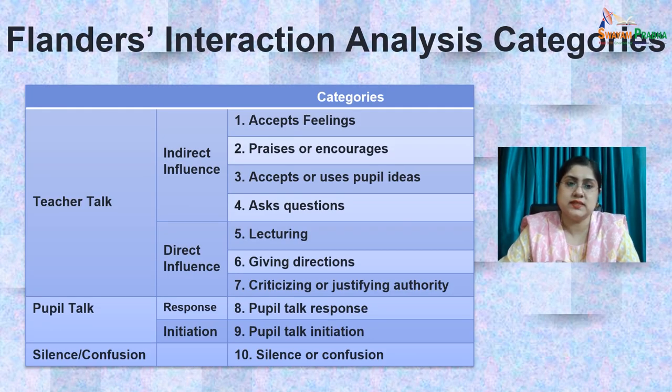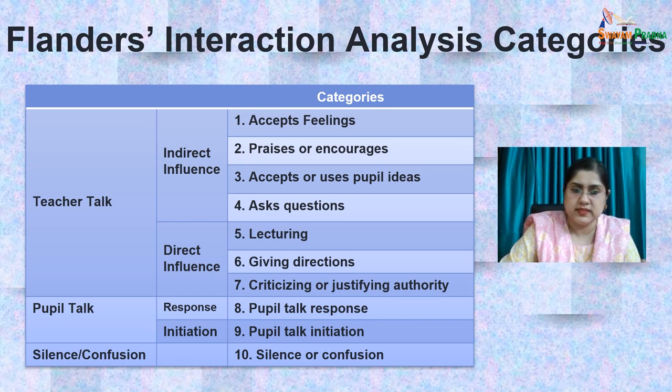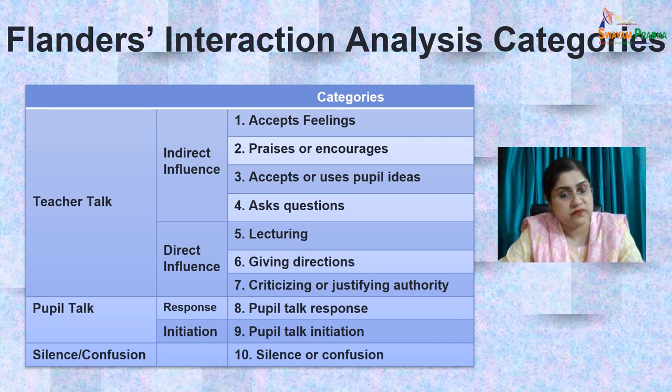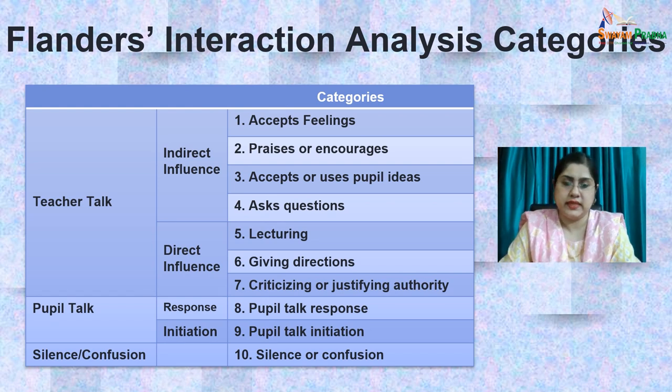So in the Flanders interaction analysis, there are many categories. Let us see what these are. In total, there are 10 categories of verbal behavior in this Flanders interaction analysis system. And these 10 categories are grouped into three major sections. The first major section is the teacher talk. The second is the student talk. And the third is the silence or confusion. You can find a table in front of you, which provides the cues related to all these three major categories.